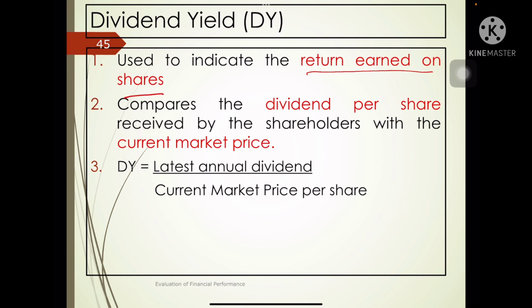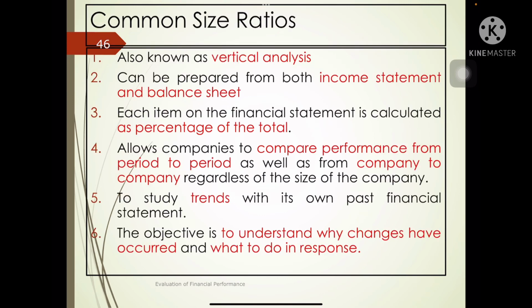So this compares the dividend per share received by the shareholders with the current market price. So what is the formula of dividend yield? It is the annual dividend divided by the current market price per share.